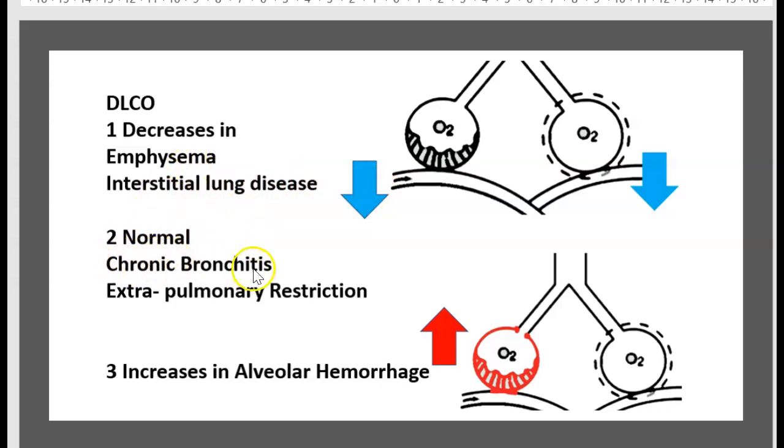DLCO is normal in chronic bronchitis and extrapulmonary restriction. DLCO is increased in alveolar hemorrhage.